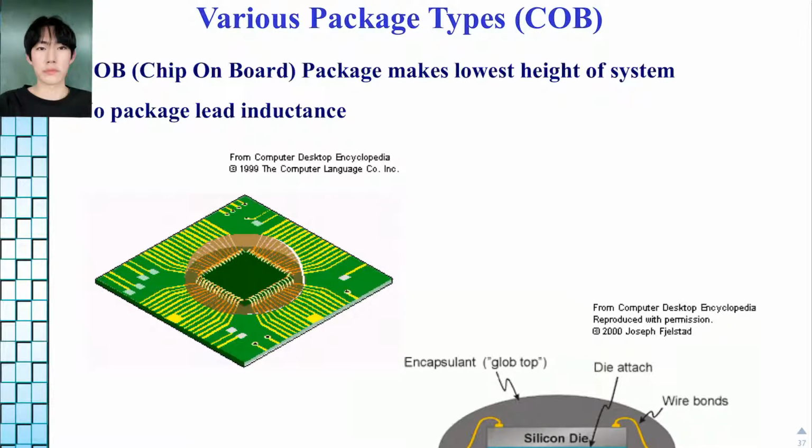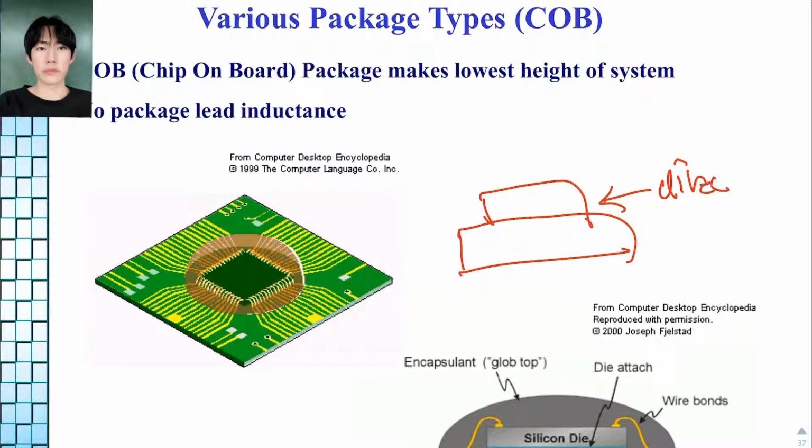Next is COB type. COB type connects the chip and PCB pad directly. This PCB and this directly. So this type has many benefits. Area is small, fault rate is low, but changing is difficult.